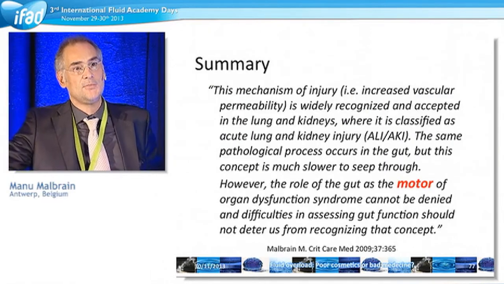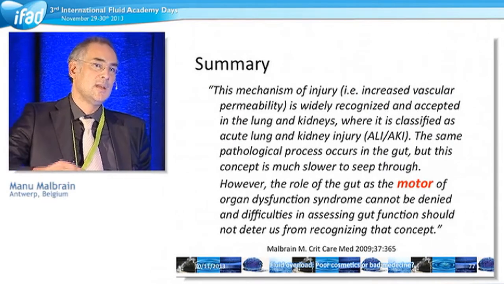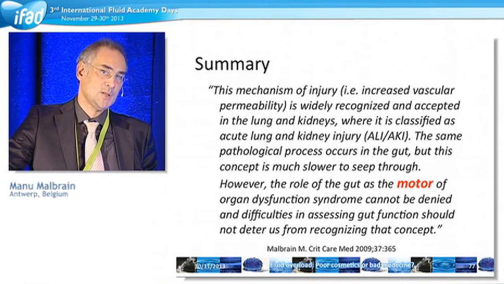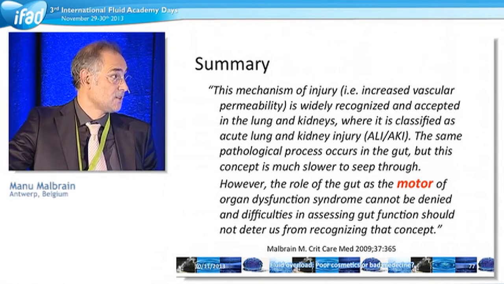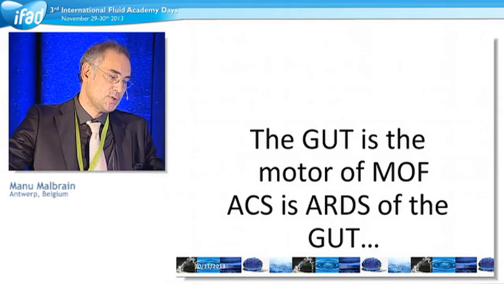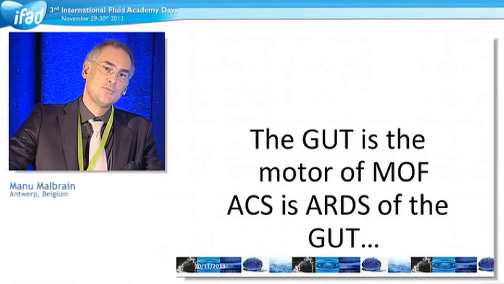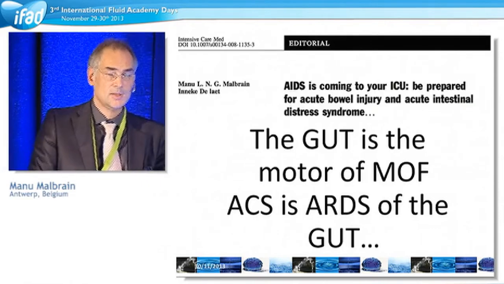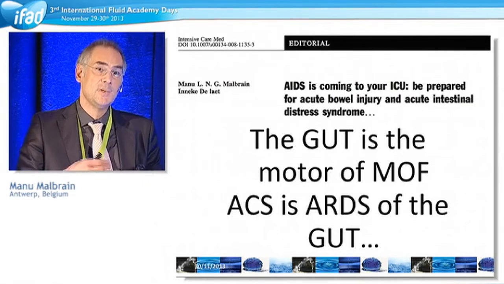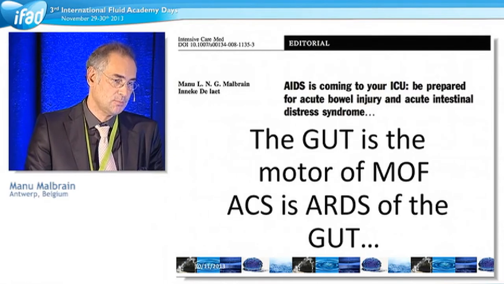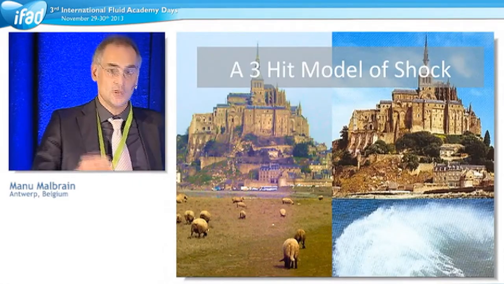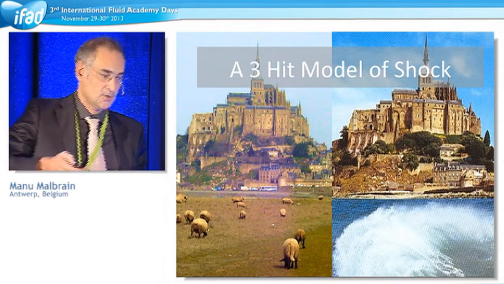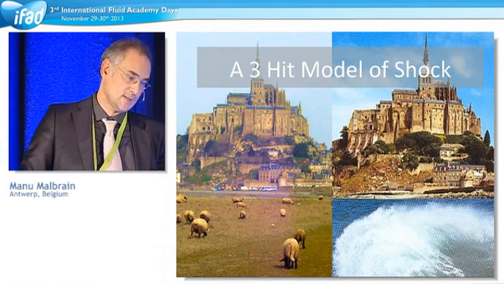So the gut has been the forgotten organ, although the concept of capillary leak is widely recognized in the lungs and the kidneys. The same pathophysiological process occurs in the gut, but this concept is much slower to seep through. The gut is the motor of multiple organ failure, and abdominal compartment syndrome could be considered as the ARDS of the gut, and that's why we alluded to this as AIDS being acute intestinal distress syndrome, but it got a lot of confusion, and afterwards I was invited to give lectures at HIV congresses. So we define this as acute gastrointestinal injury.